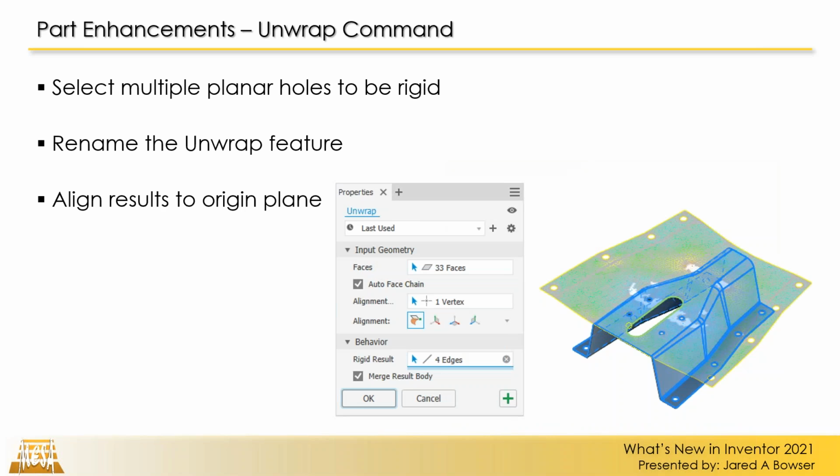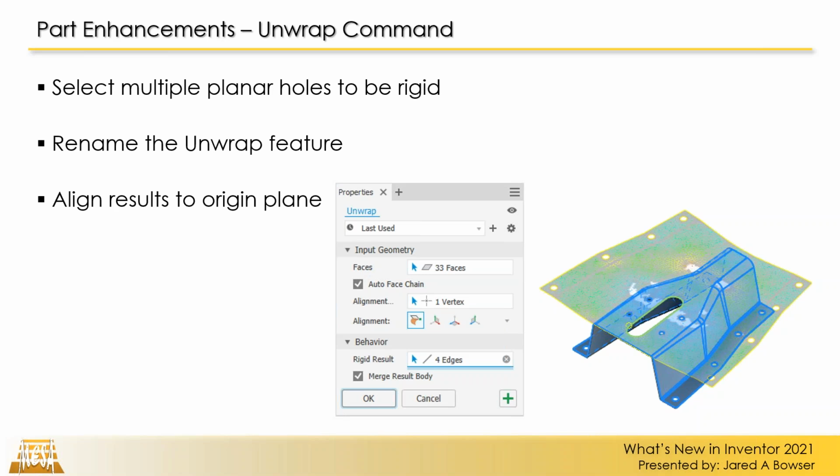If you're using the Unwrap command, you're going to get a couple updates in the Unwrap command. You're now able to select multiple planar holes to be rigid. You're also able to rename the Unwrap feature. And you're able to align your results to an origin point. A couple new nice little features in that Unwrap command.